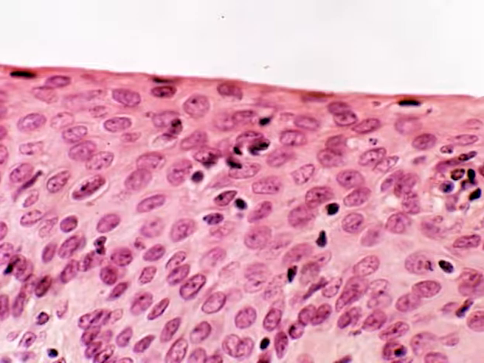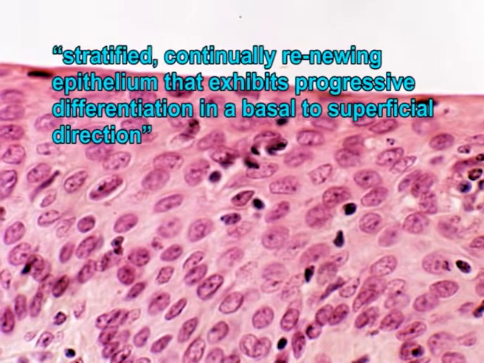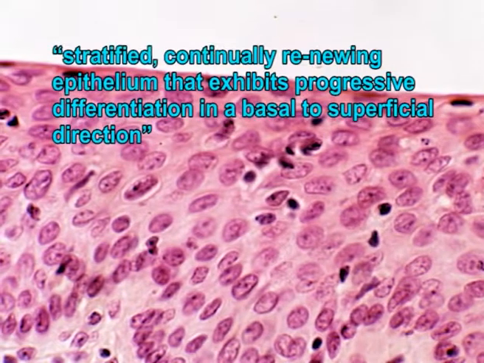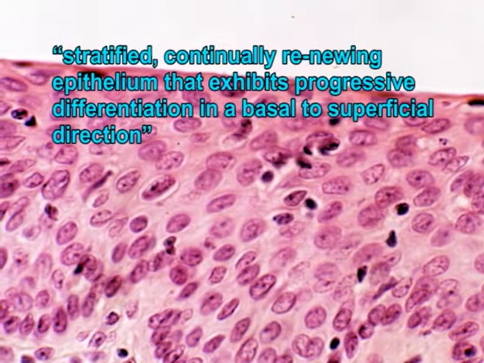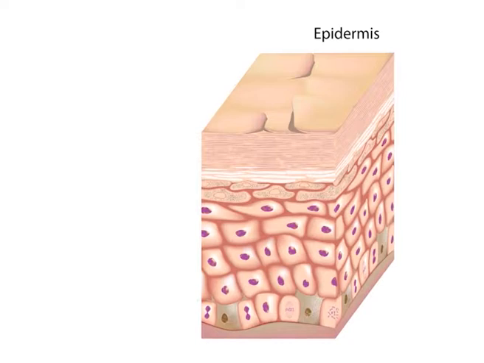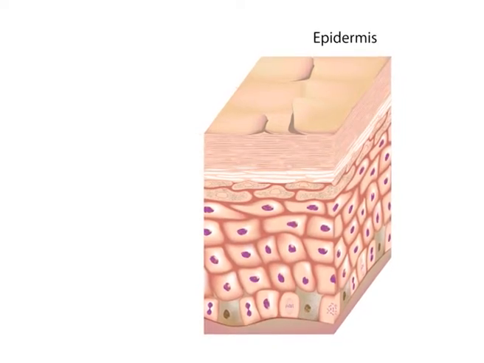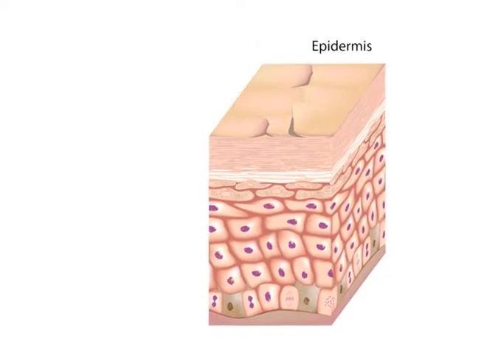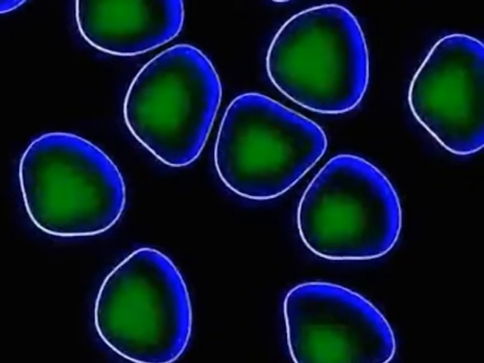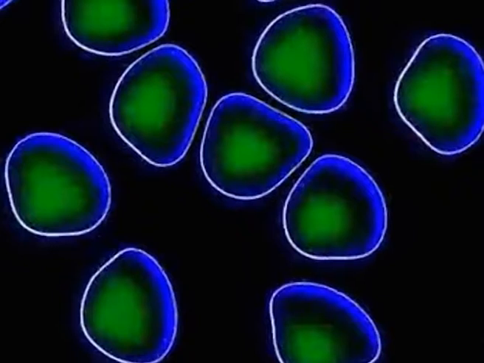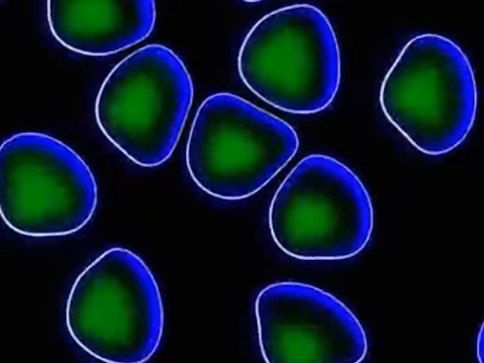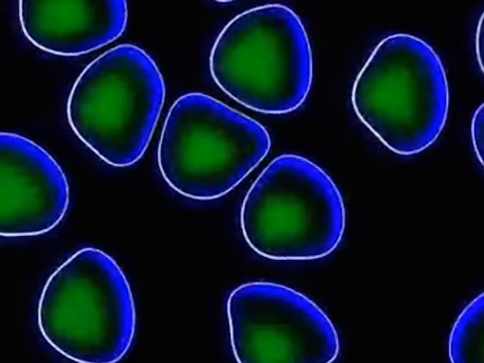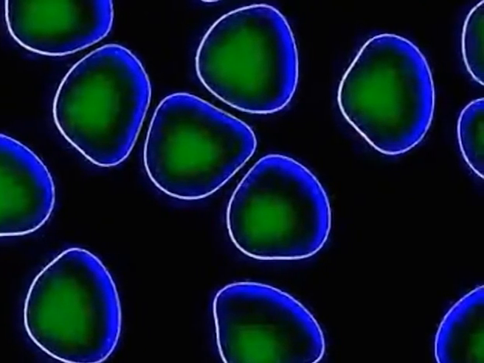The epidermis is described as a stratified, continually renewing epithelium that exhibits progressive differentiation in a basal to superficial direction. In other words, the epidermis is a layered tissue that must constantly replace the cells leaving the surface. New cells are generated in the basal layer and pushed toward the surface. As the cells move toward the surface, they undergo sequential changes in chemical composition.